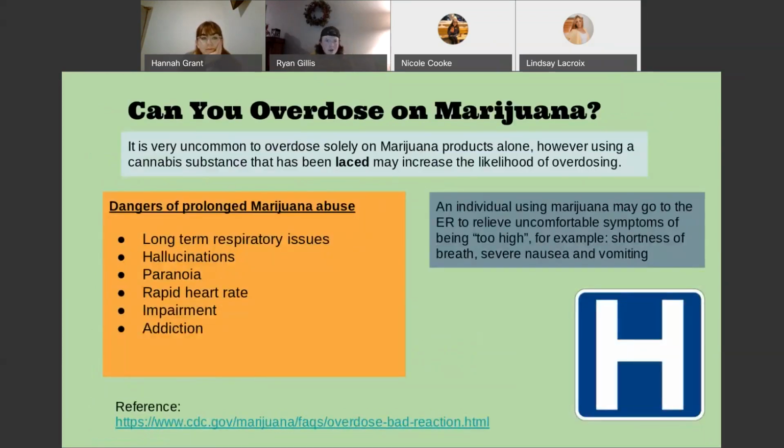But can you overdose on marijuana? It's very uncommon to overdose solely on marijuana products alone. However, using a cannabis substance that has been laced may increase the likelihood of overdosing. There are dangers, though, of prolonged marijuana abuse, such as long-term respiratory issues, which is not good because we all need to breathe, hallucinations, paranoia, rapid heart rate, impairment, as well as addiction or dependence, depending on the substance. An individual using marijuana may go to the ER to relieve uncomfortable symptoms of being too high, such as shortness of breath, severe nausea, and vomiting.